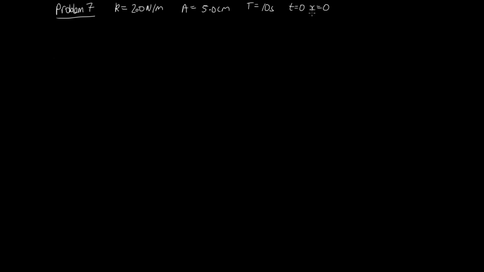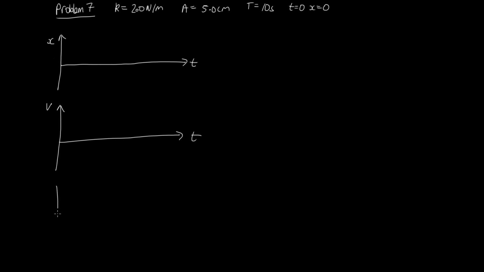And we're asked to sketch a graph showing the displacement versus time for the motion, and then velocity versus time and acceleration versus time. So let's draw our axes here, and then we can work out what we'll put on our axes over here. So this will be our displacement, let's call it x versus t, and here we'll have velocity versus time, and here we'll have acceleration versus time.